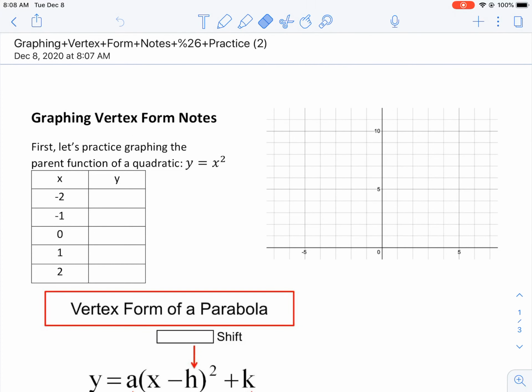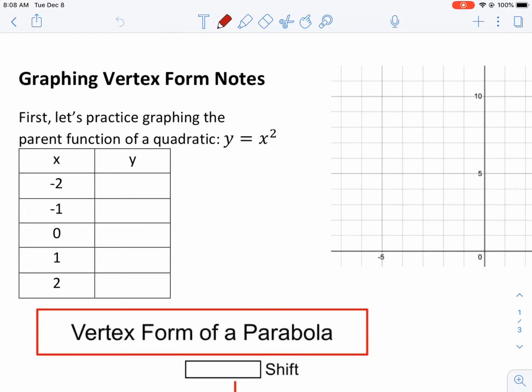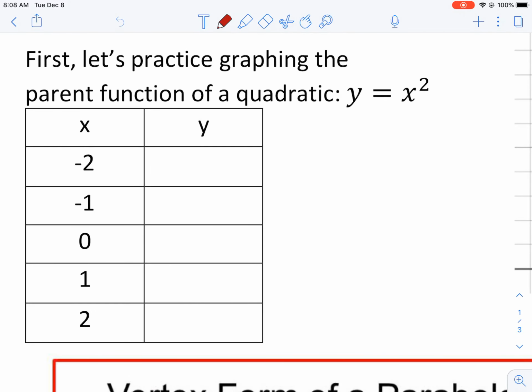Today we're going to be talking about graphing vertex form, and I'm actually going to show you something today that I've kind of wanted to show you the whole time, but I've held off on. But I think this makes it easiest to graph quadratics, okay? And that involves knowing the 5 points of the parent function.